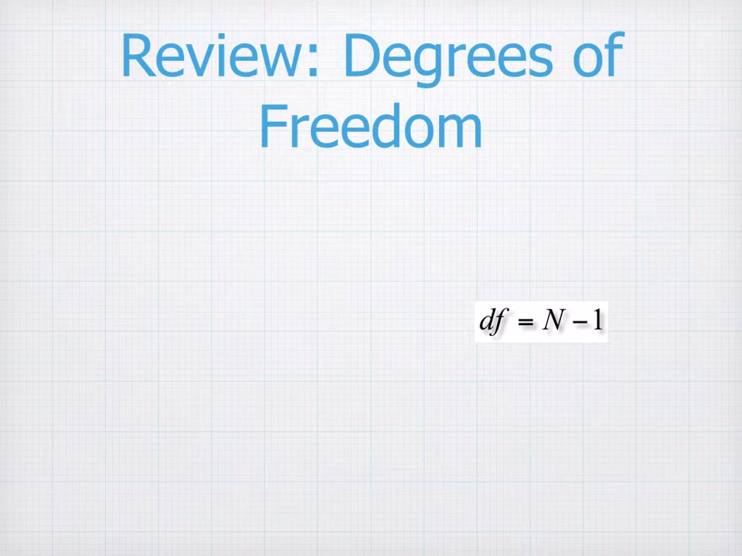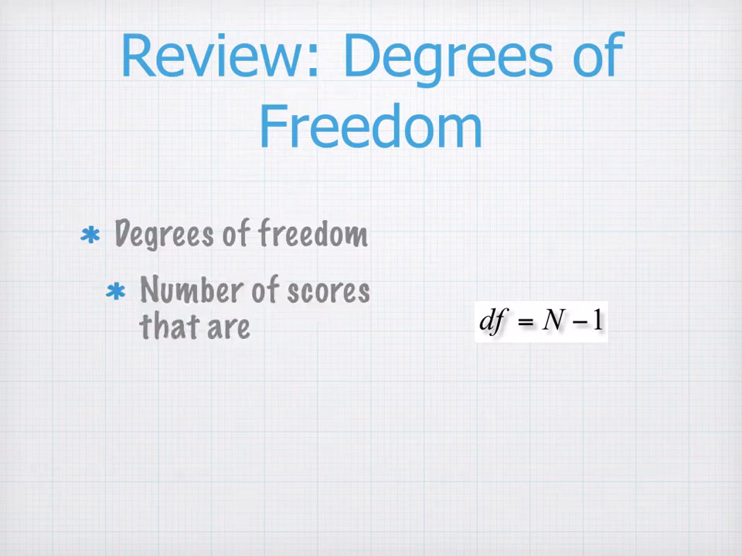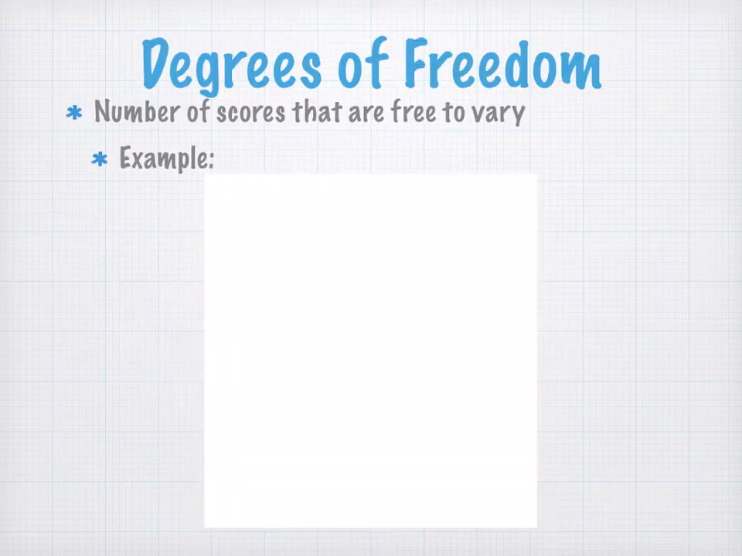Remember, this is the formula for degrees of freedom. You take the number in your sample and you subtract 1 from that. Degrees of freedom are the number of scores that are free to vary. That's why they're called degrees of freedom. So we've got a little example of that here.